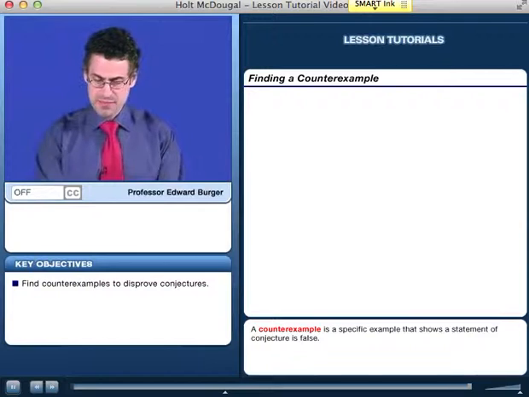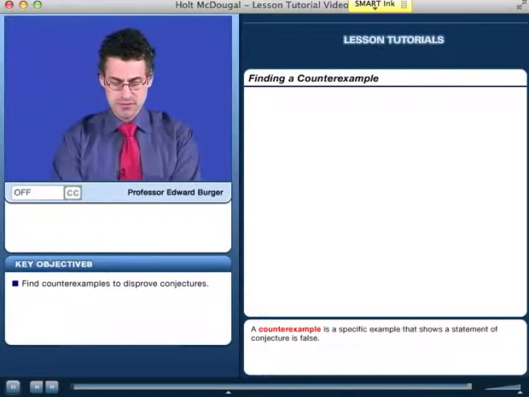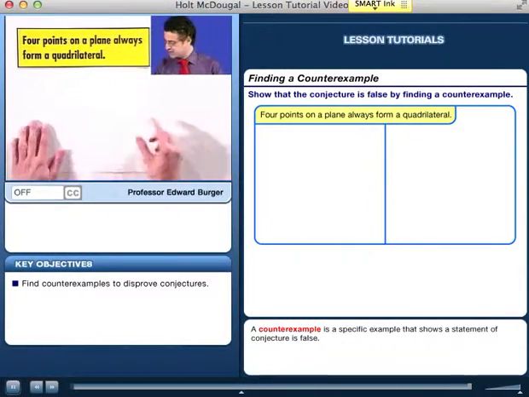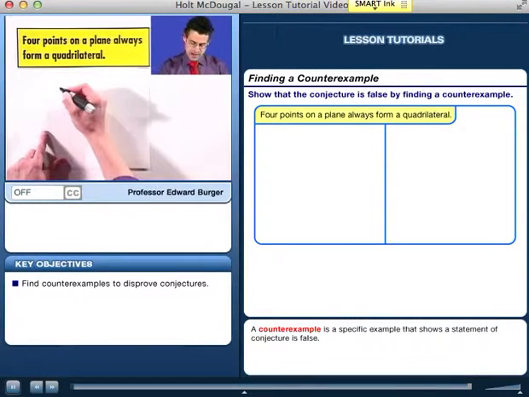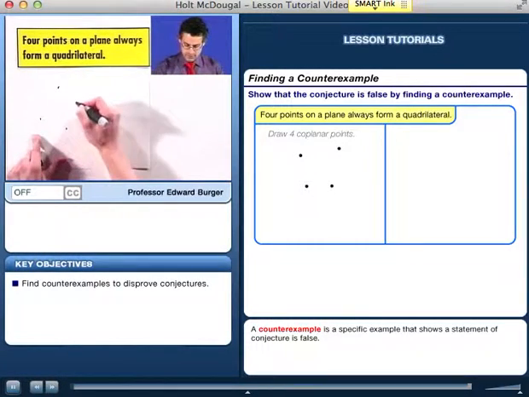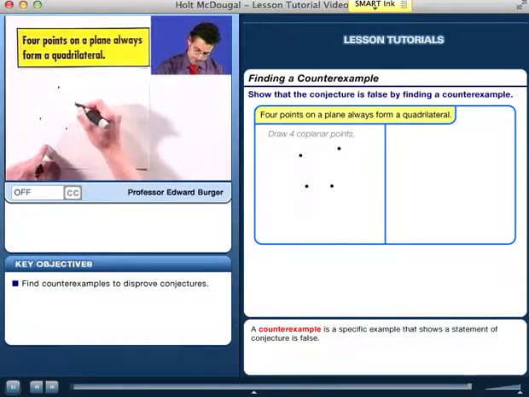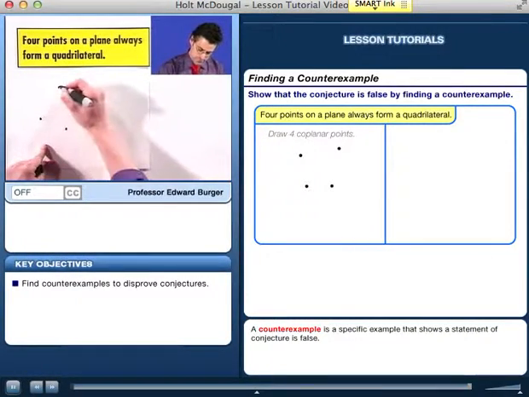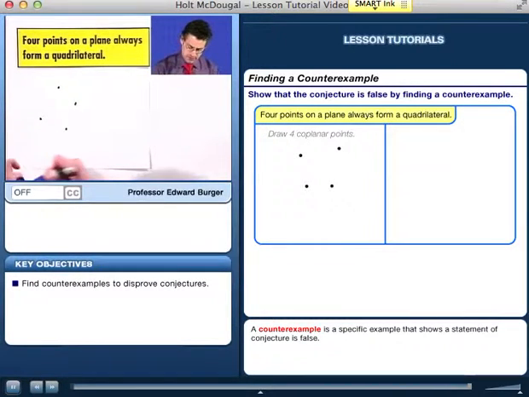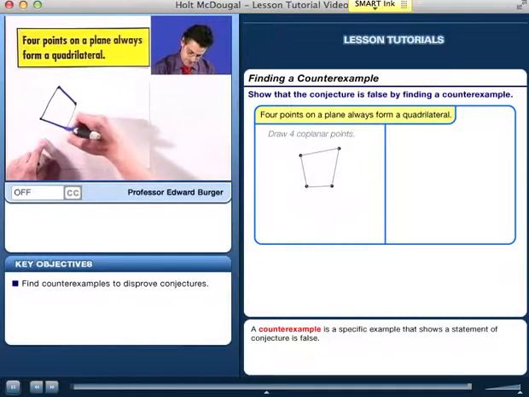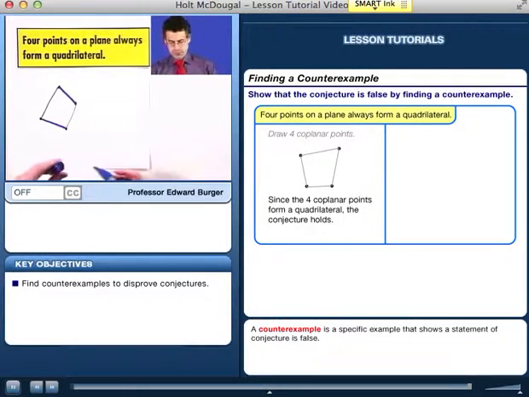Here's another statement that maybe sort of sounds true at the beginning, but let's think about it. 4 points in a plane always form a quadrilateral. And quad sounds like 4, so this sounds really good. If you take 4 points in the plane, just sort of pop them down randomly, and we connect them, doesn't it seem that they would form a quadrilateral? It looks kind of good to me. It works there. That doesn't prove it, though.